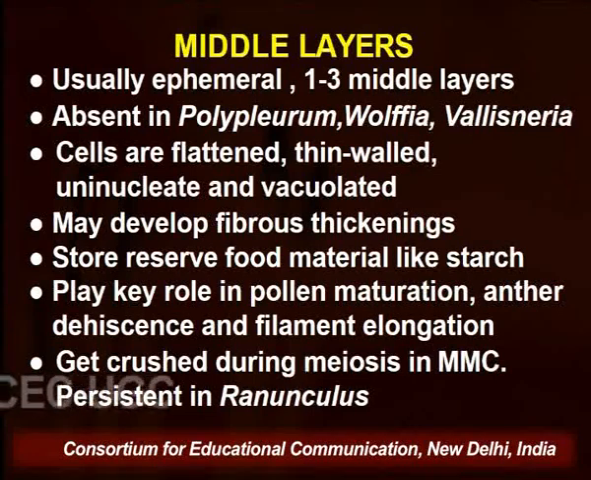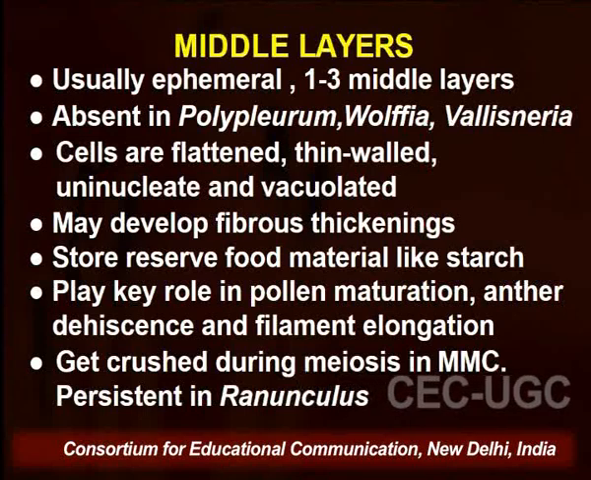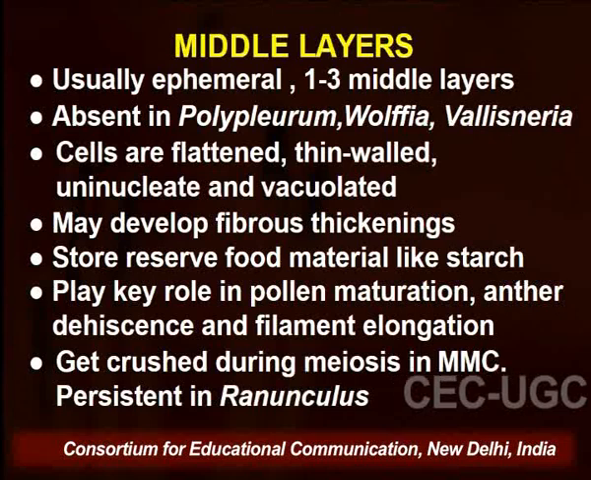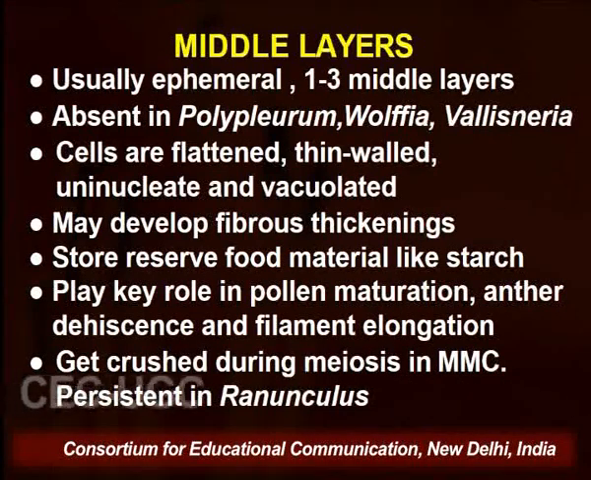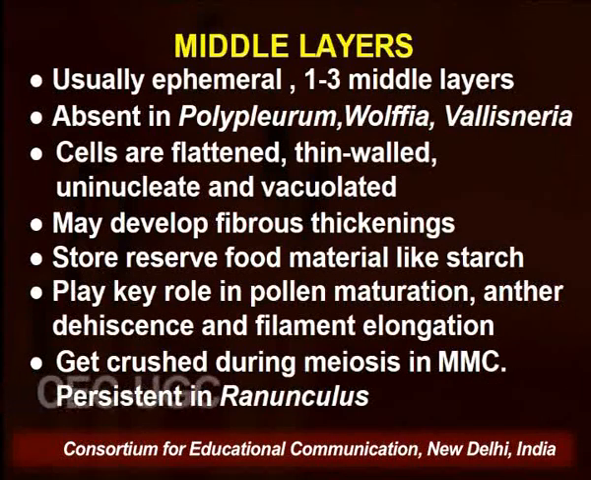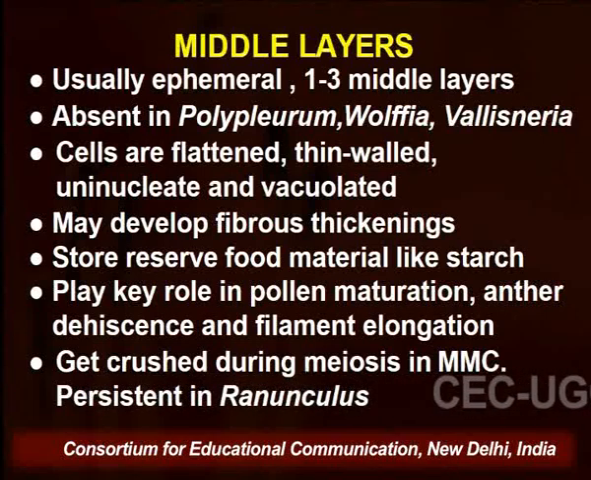Now, the cells of the middle layers are very much flattened, they are thin walled, they are uninucleate, and they are vacuolated. They are not really pronounced. Sometimes the cells can develop fibrous thickenings. They can store reserve food material like starch, which can later be utilized during the growth and development of the pollen grains. And these middle layers play a role in the maturation of pollen, anther dehiscence, and to some extent also in the elongation of the filament.